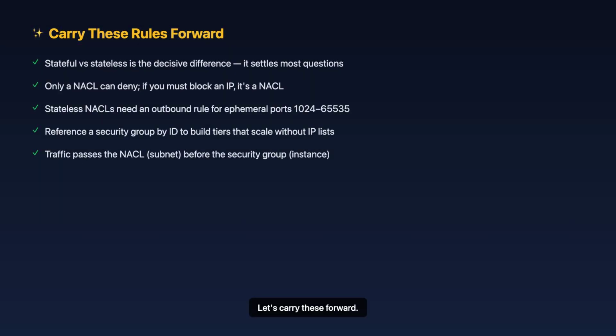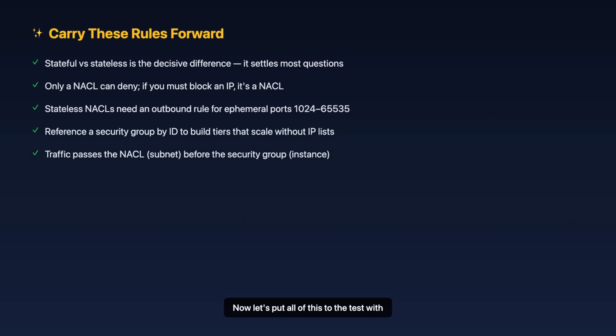Let's carry these forward. First, stateful versus stateless is the decisive difference. It settles most questions on its own. Second, only a NACL can deny, so if you must block an address, it's a NACL every time. Third, because NACLs are stateless, they need an outbound rule for the ephemeral port range, 1024 through 65,535, or replies vanish. Fourth, reference a security group by its ID to build tiers that scale without ever touching an IP list. And fifth, remember the ordering. Traffic clears the NACL at the subnet before it ever meets the security group at the instance.